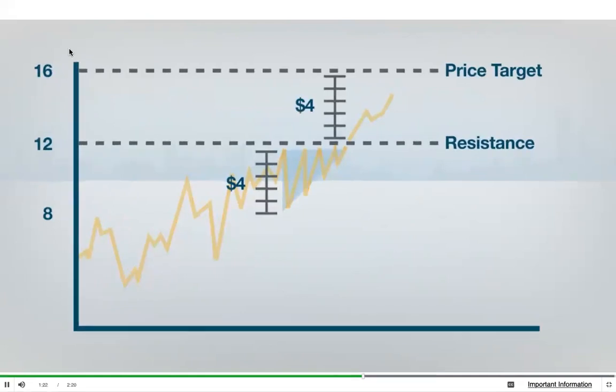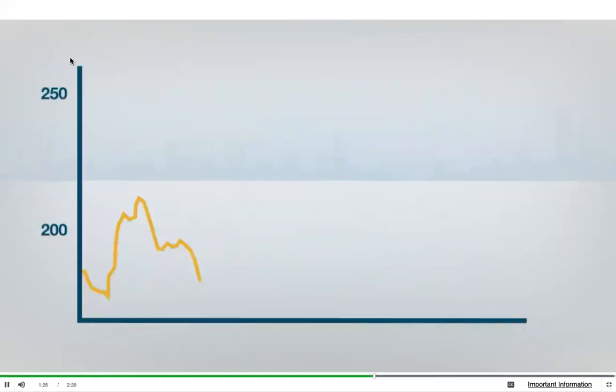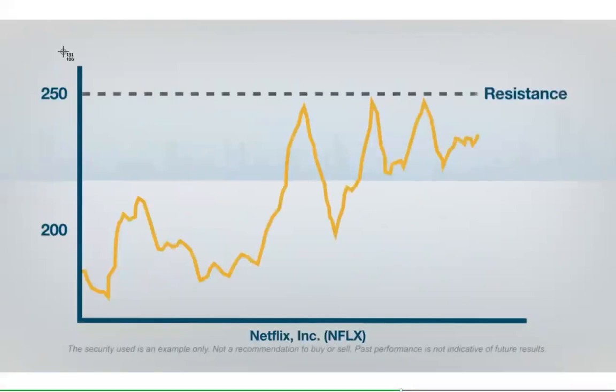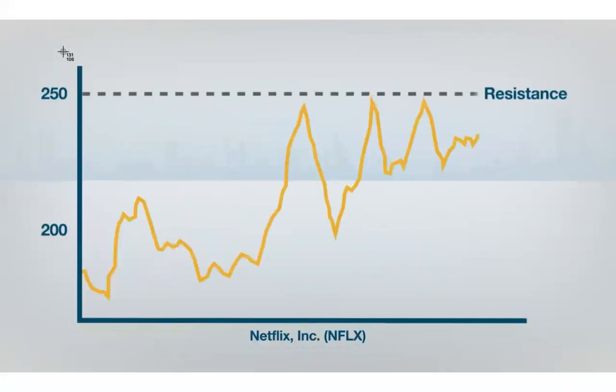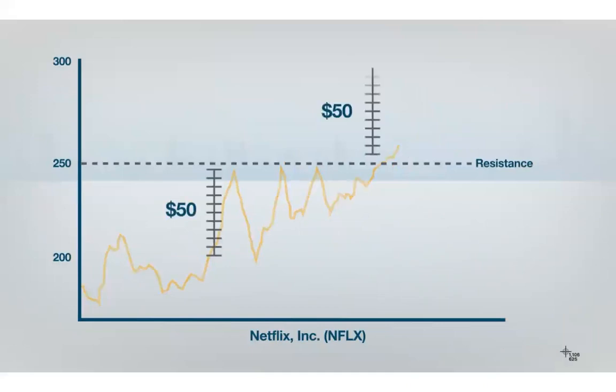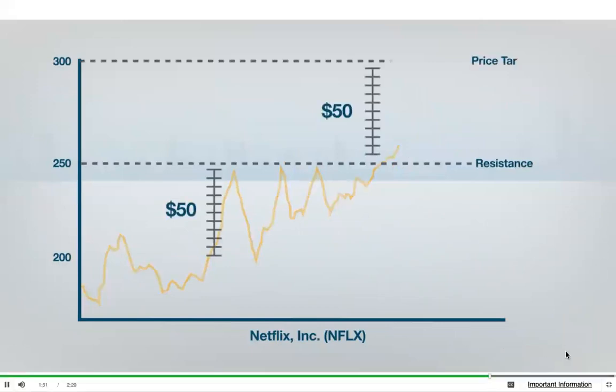Let's look at another ascending triangle example, this time using a real-life example, Netflix. As you can see, there was an area of resistance around $250, and the stock tried to break this level several times. Each time it resisted breaking through $250, it produced higher lows. This type of movement suggests that momentum was building. Eventually, momentum pushed the stock through resistance. You can measure this triangle to be approximately $50. Adding $50 to the breakout gives a price target of $300.